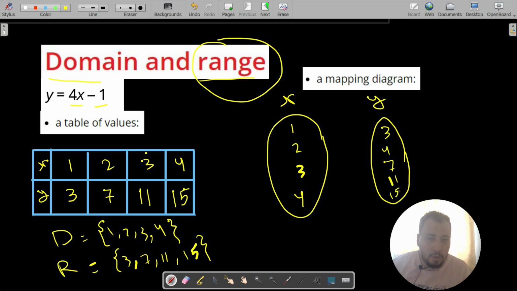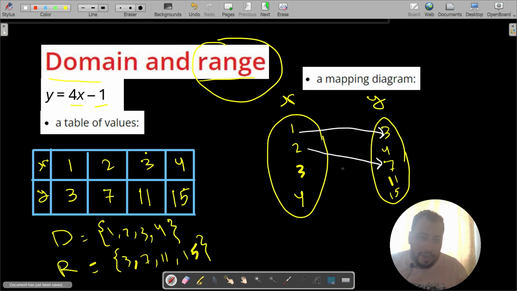Okay? 1 here has an image of 3, as you can see. So I will have to draw an arrow from 1 to 3. Okay. Same thing, 2 to 7. 3 to 11 here, and 4 to 15.